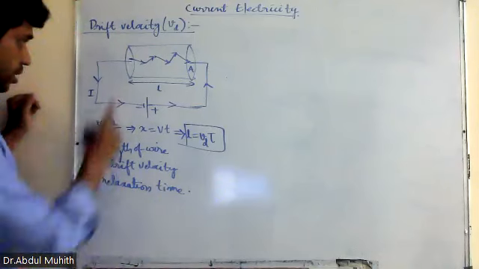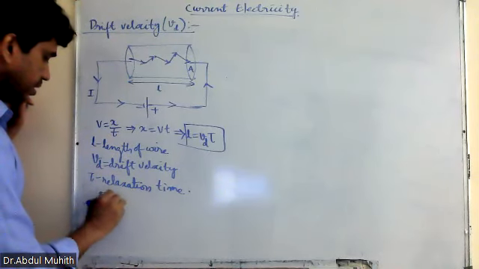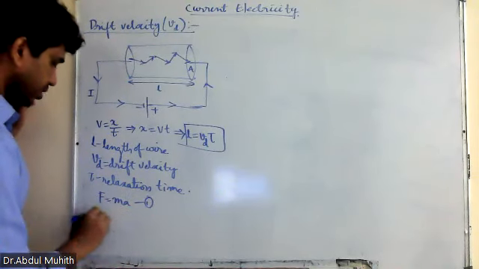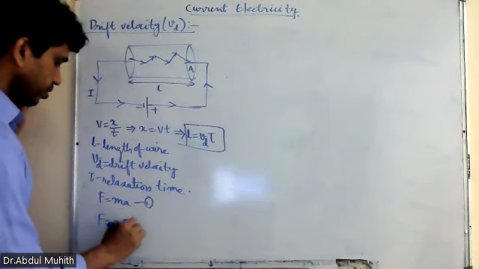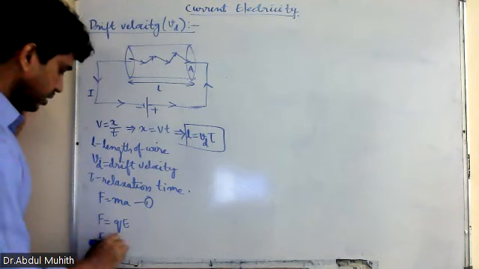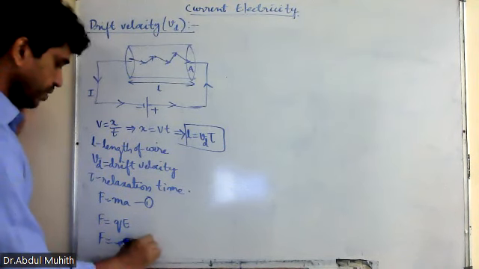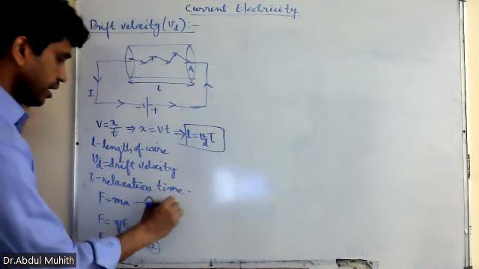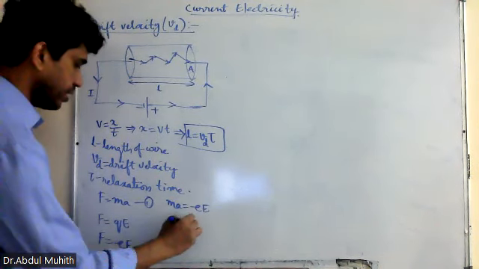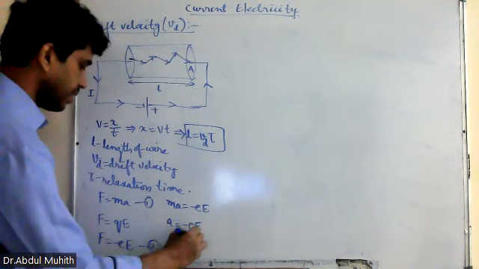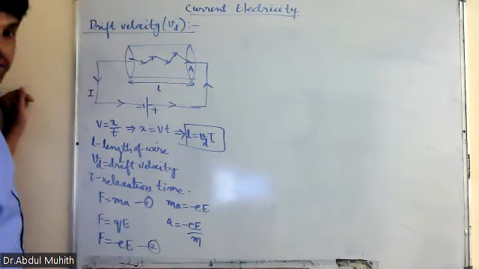Now, here what happened? There are two forces. F is equal to what? F is equal to MA, the first formula, and F is equal to Q into E, the second formula. So we are writing F is equal to minus E into capital E, because we are taking electron flow. So we are equating both of them. MA is equal to minus E into capital E. A is equal to what? A is equal to minus E into capital E by M. Clear? This is the formula we got.